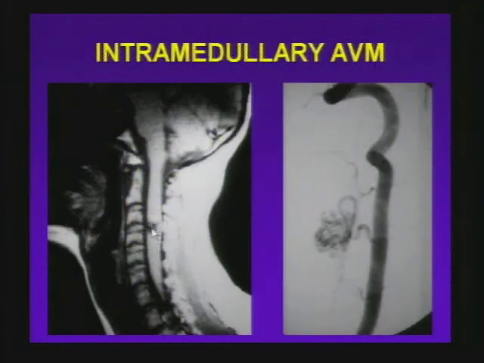Here are signal voids in the cord. There's the angiogram off the vertebral. This is a spinal AVM. The patient was born with it. It's dangerous because it'll get venous hypertension and it will bleed.